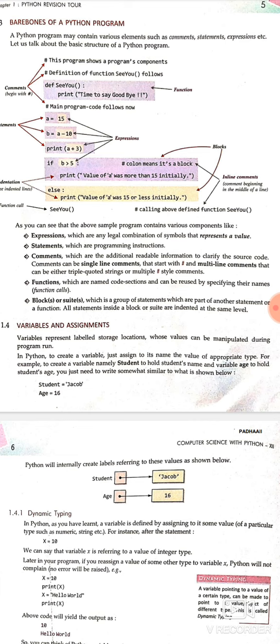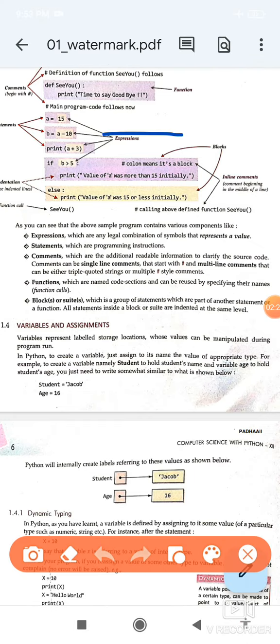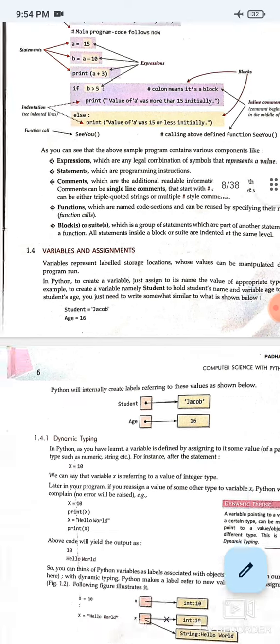Now blocks or suites. So what are blocks or suites? A block is a group of statements which are a part of another statement or a function. So here I have a block. This particular statement, the if part, is a block, and the else part is a block. So here we have the different blocks.